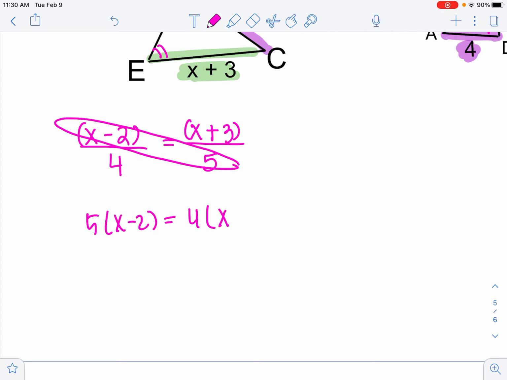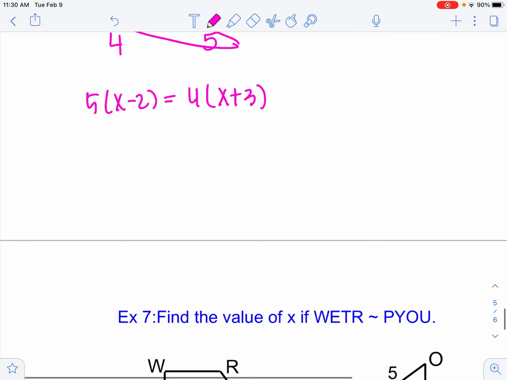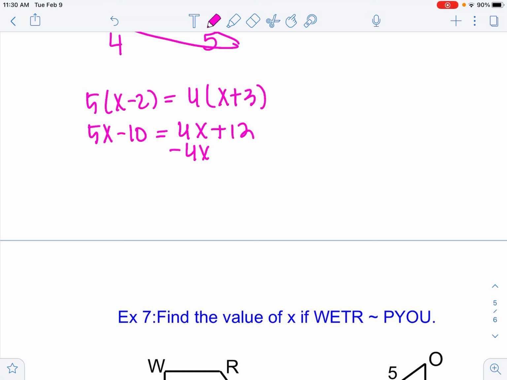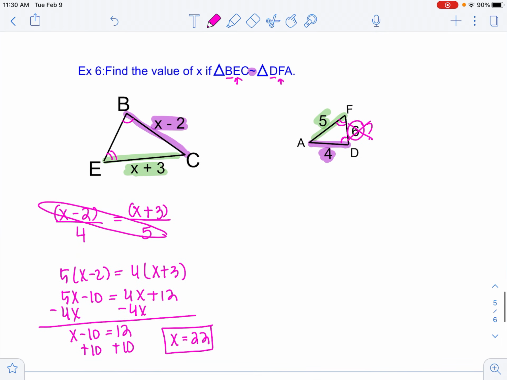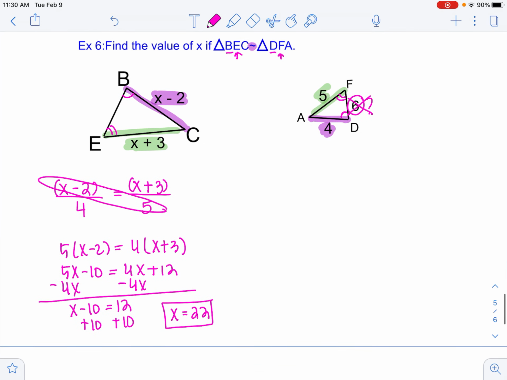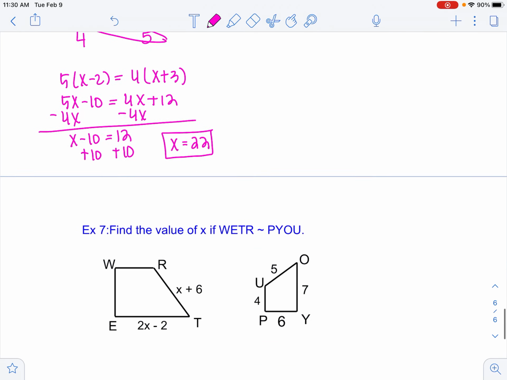5 times x minus 2 is equal to 4 times x plus 3. Distribute. 5x minus 10 is equal to 4x plus 12. Get all of your x's on one side. I'm going to subtract 4x from both sides. x minus 10 is equal to 12. And then I'm going to add 10 to both sides. x equals 22. This problem only asked me to find x, so it is done.